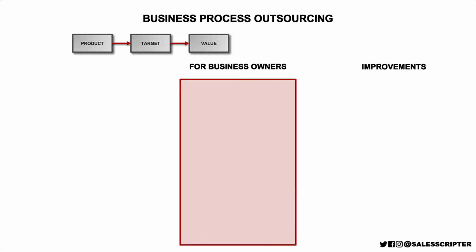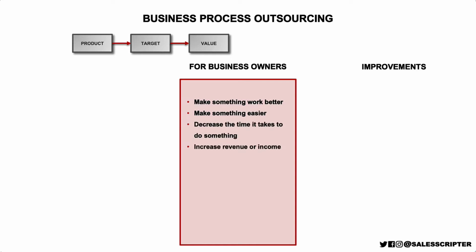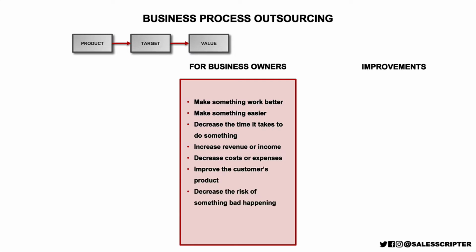And to help you with that, I'm going to give you a list of the most common ways that most products and services help individuals and businesses. We usually can help to make something work better, make something easier, decrease the time it takes to do something, increase revenue or income, decrease costs or expenses, improve the customer's product, decrease risk, improve visibility or access to information.